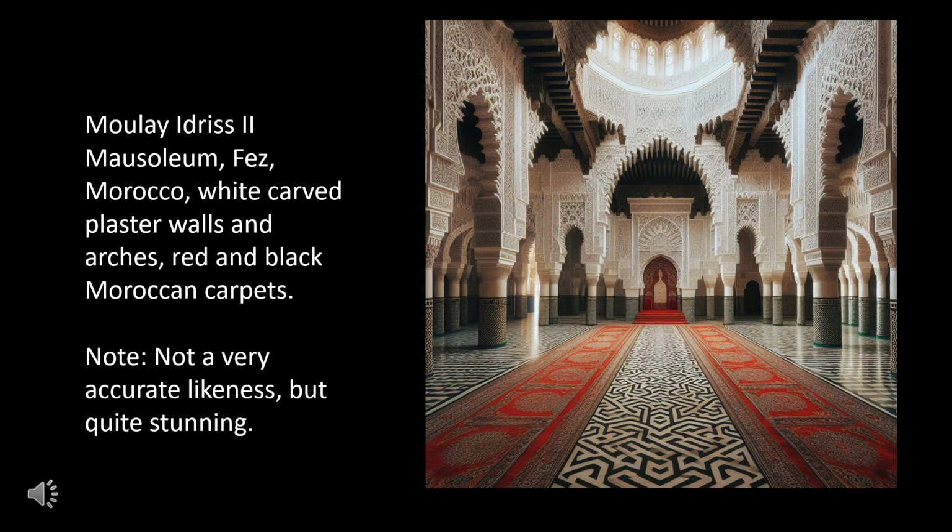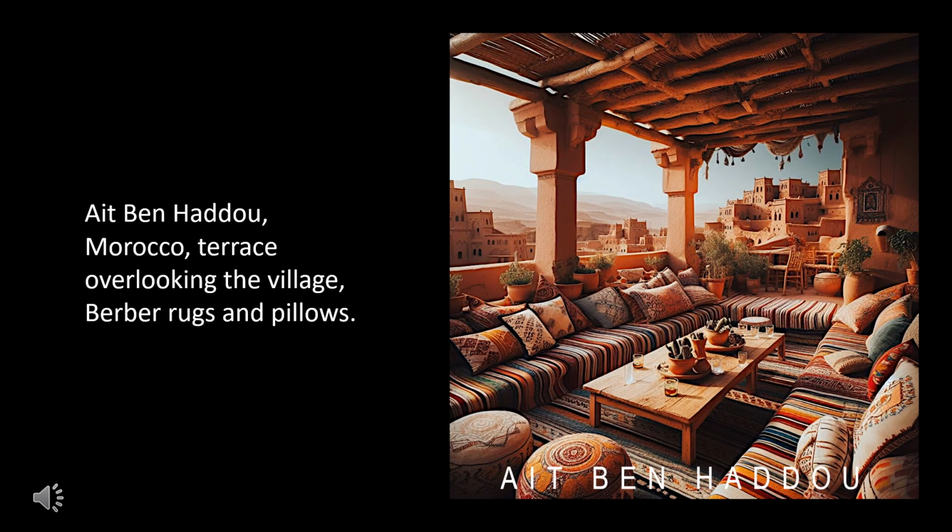Moulay Idris II Mausoleum, Fez, Morocco, white carved plaster walls and arches, red and black Moroccan carpets. Note, this is not a very accurate likeness, but it is quite stunning nonetheless. Ait Ben Haddou, Morocco, terrace overlooking the village, Berber rugs and pillows.